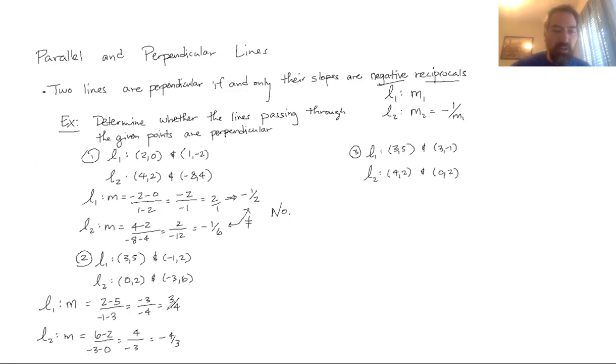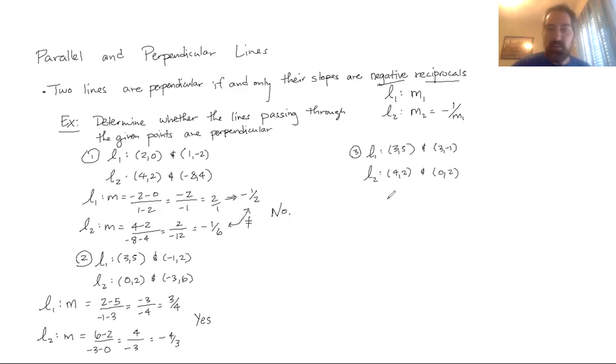We can look at these two fractions and see that they're just flipped around. The 3 over 4, if you flip that, becomes 4 over 3, and they have opposite signs. The first slope is positive, the second slope is negative. So these are negative reciprocals. Our answer to the question, are these two lines perpendicular? We would say yes, they are perpendicular.